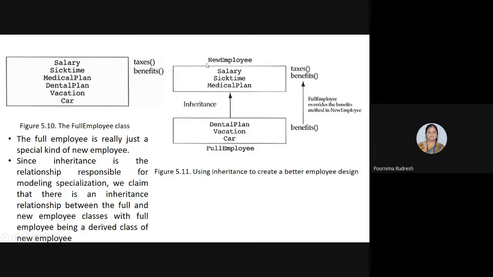So there is an inheritance relationship between the new employee and the full employee. The new employee is the parent class and the full employee is the child class. The new employee is the base class and the full employee is the derived class. The derived class inherits the data members and functions from the base class. Along with these three, the full employee will have the dental plan, vacation, and the car. Then, what about the taxes and benefits? Here, the taxes and also the benefits are to be calculated.